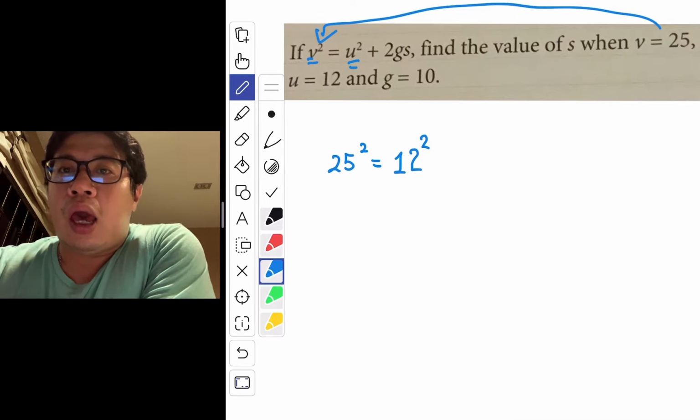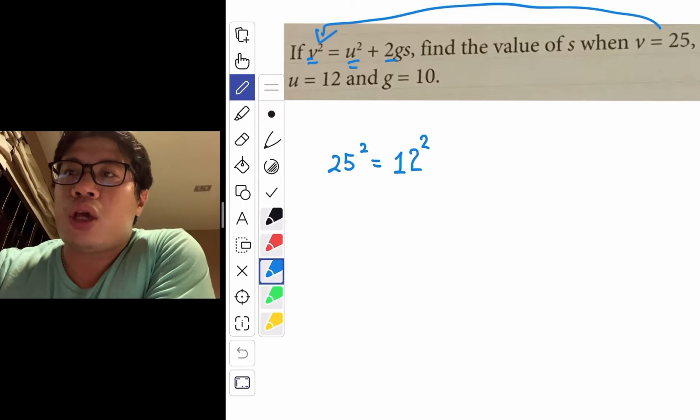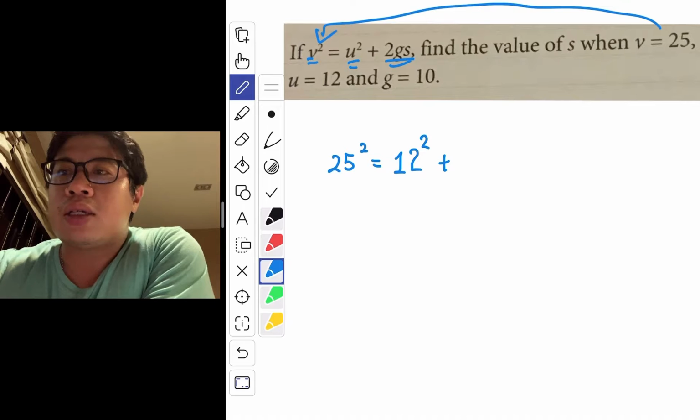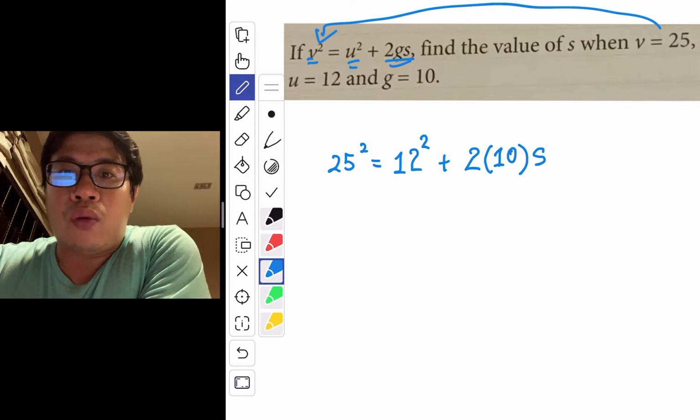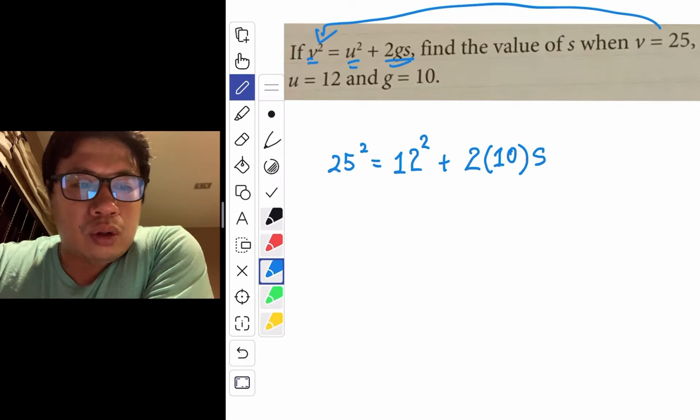Okay, and 2gs, this is plus 2. Now g, remember, is 10, so I put a bracket around it followed by s, and s is the unknown that we are trying to find here. Okay, so with that, I go on to the next step.